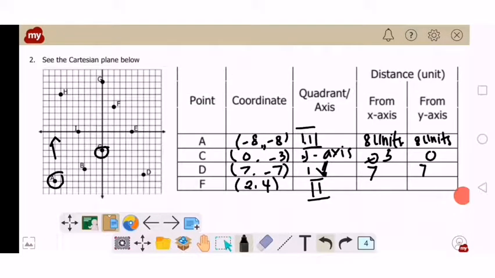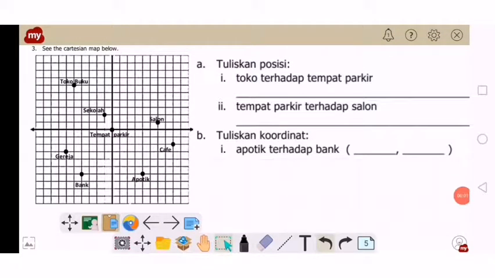And then the last one, F, it is 4 units from x-axis. Well actually I have to use units, ini juga units. Okay, and then from y-axis, point F, 2 units. Okay, so if you check, when you find the value of x, it is 2, but the distance from x-axis is 4 units. Question number 3, I will switch into bahasa.